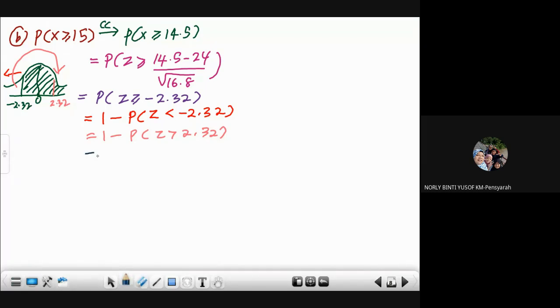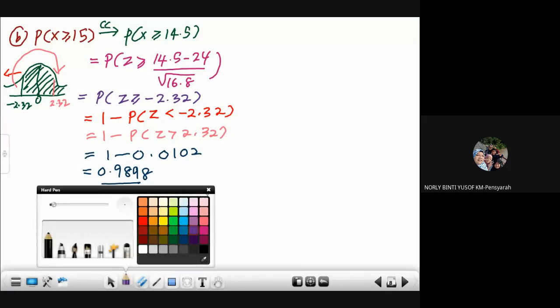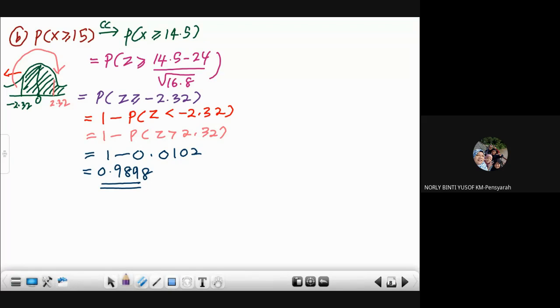Okay, so minus, you will got 0.0102. You read the table for 2.32. Kat luar lah nilai Z untuk dapat probability. So you dapat 0.9898. Okay, itu untuk B. Lepas tu pergi untuk soalan C.